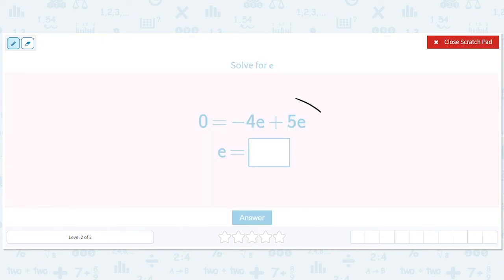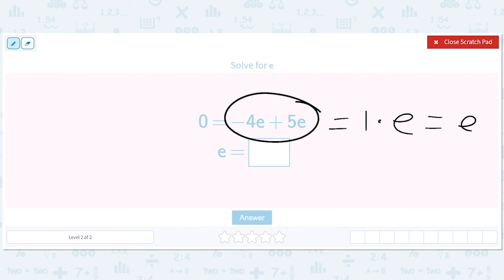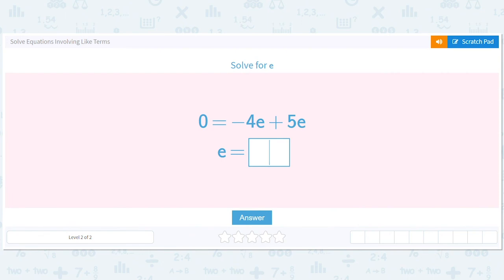Negative 4e plus 5e. Well, that's going to give us 1e. Okay, that's just e. E is 0.